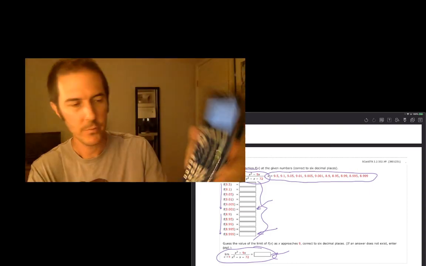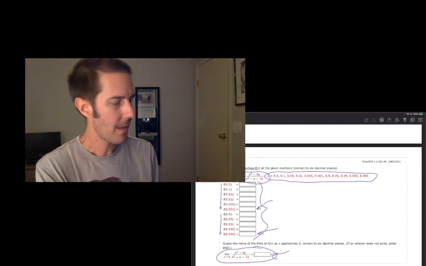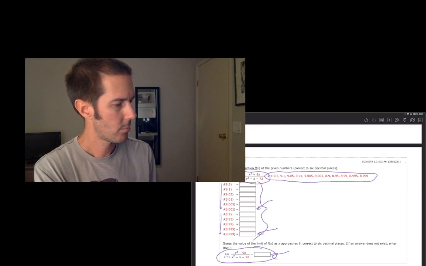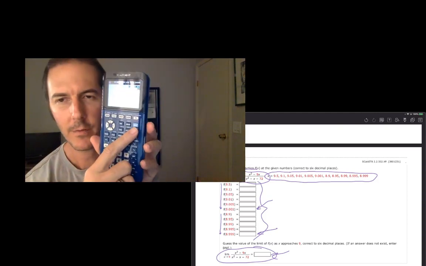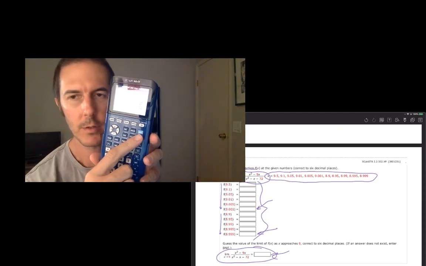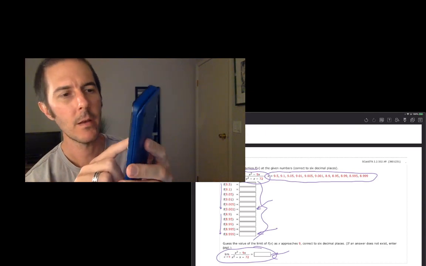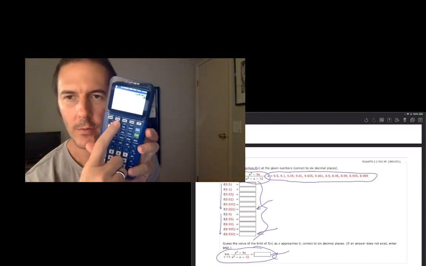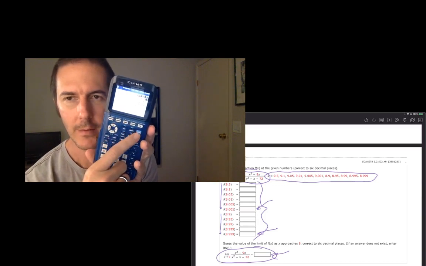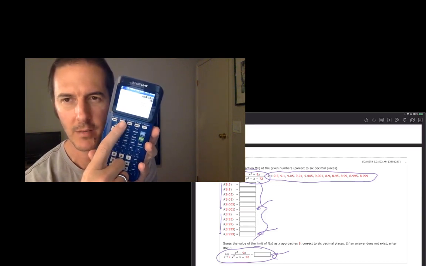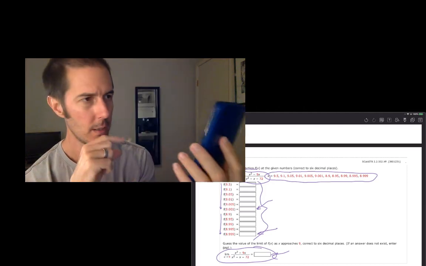Maybe it's a little blurry, sorry. And then I hit the second button, which is up here near the top left, and then I hit this trace button, which right above the trace button it says Calc. So by hitting the second button and then this button, it gave me access to the Calc function.